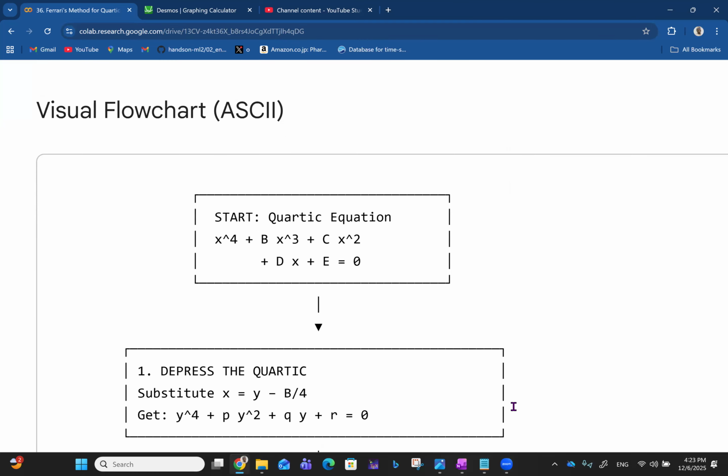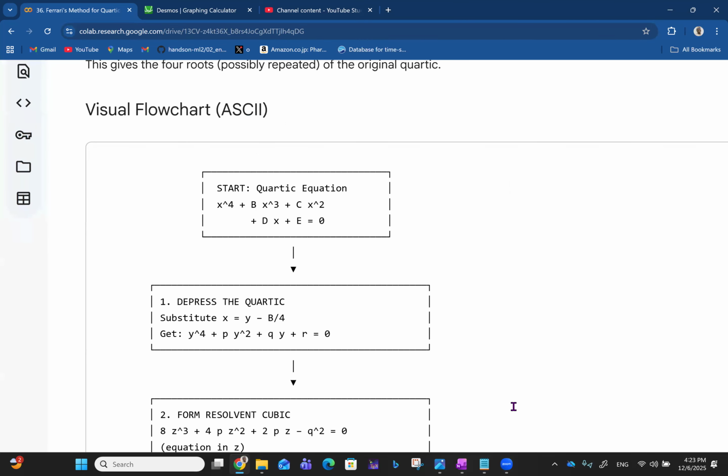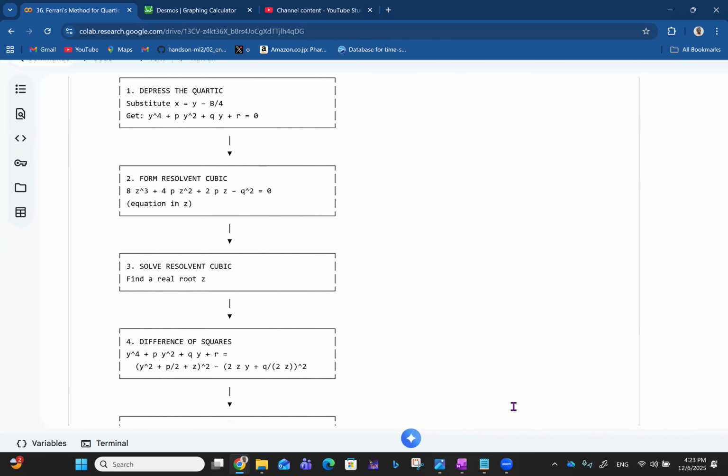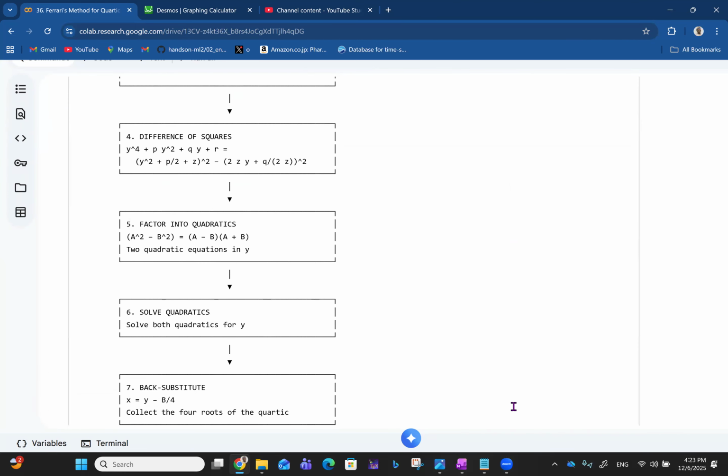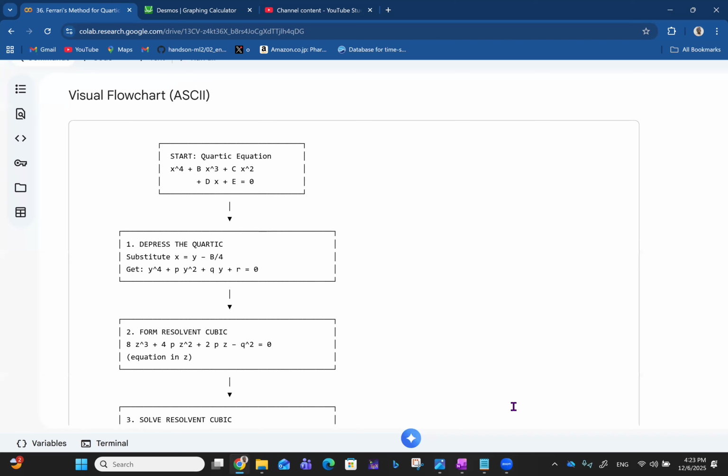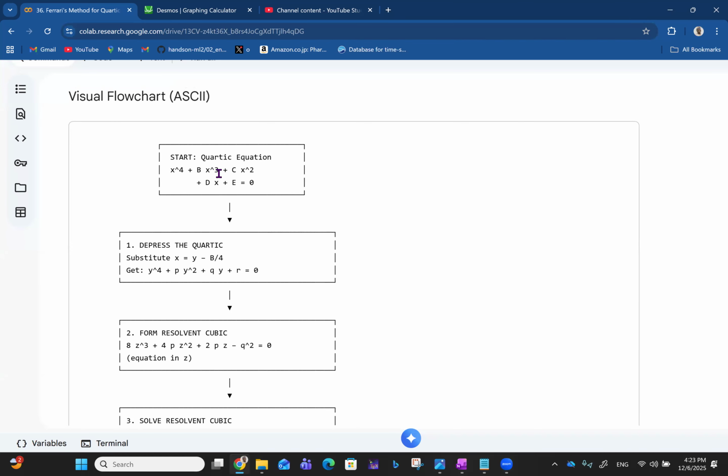Okay? Now, look at the visual flowchart for what we have said. So this is the whole of it, but it's the same thing I've been saying. Start with the quartic, x raised to power 4 plus bx cubed plus cx squared plus dx plus e equals 0. Then depress the quartic by substituting x equals y minus b over 4, and you get y raised to power 4 plus py squared plus qy plus r equals 0. Then form the resolvent cubic, 8z cubed plus 4pz squared plus 2pz minus q squared equals 0, an equation in z now.